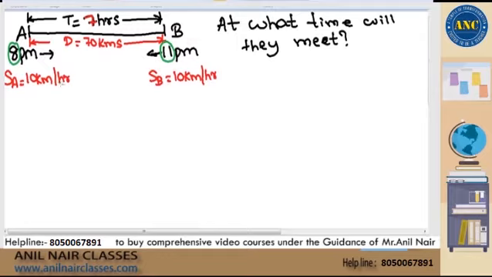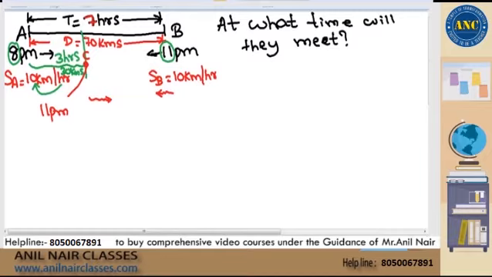In 1 hour, it will cover 10 kilometers. But it will travel for 3 hours. In 3 hours it will cover how much? 30 kilometers. That means train A alone traveled for 3 hours and 30 kilometers. This point C is nothing but the point of 11 o'clock. From 11 o'clock, train A will continue to travel in this direction. Train B will start to travel in the opposite direction. Right?